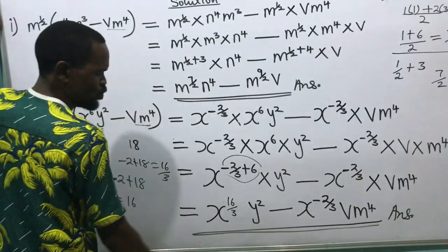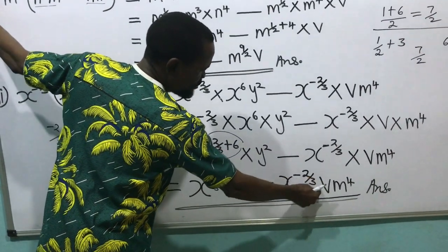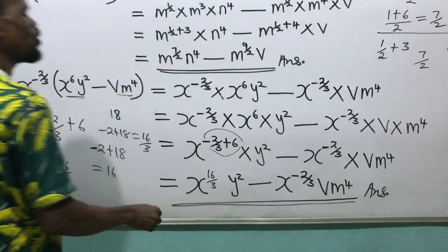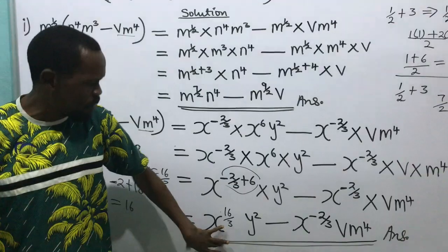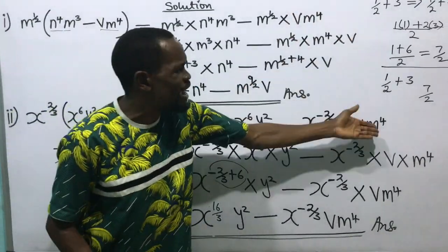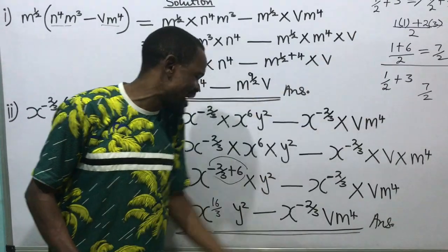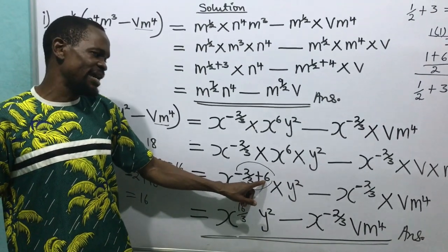Y raised to the power 2 minus x raised to the power minus 2 over 3 VM4. That's my answer, and that's how we get the answer of this. You remember what I told you about the shortcut of this? Instead of going into looking for the LCM and wasting my time, what I would do here is to say 3 times 6 gives me 18.